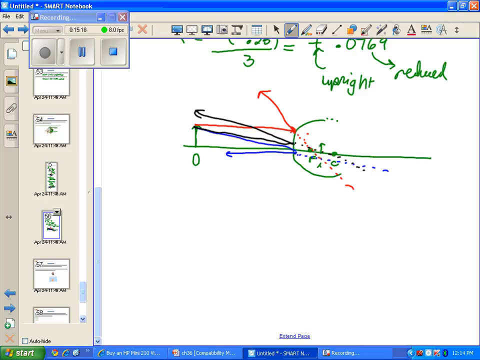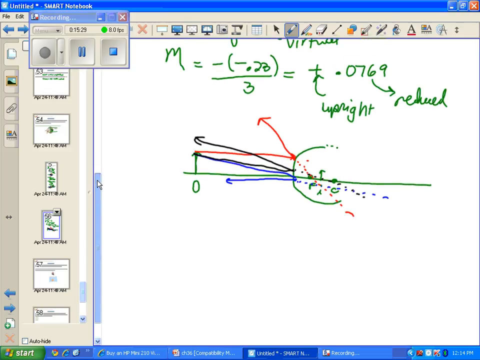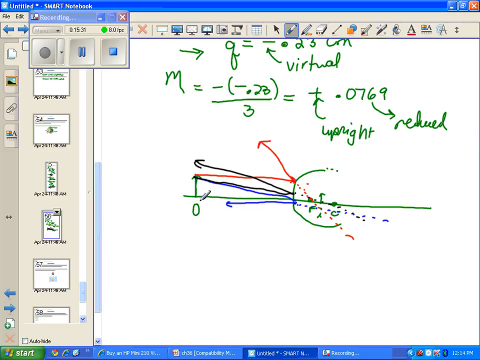But this is where our image is located, and we can see that it's upright, it's reduced, and it is virtual. Well, this concludes the first part of the problem-solving session for Chapter 36.